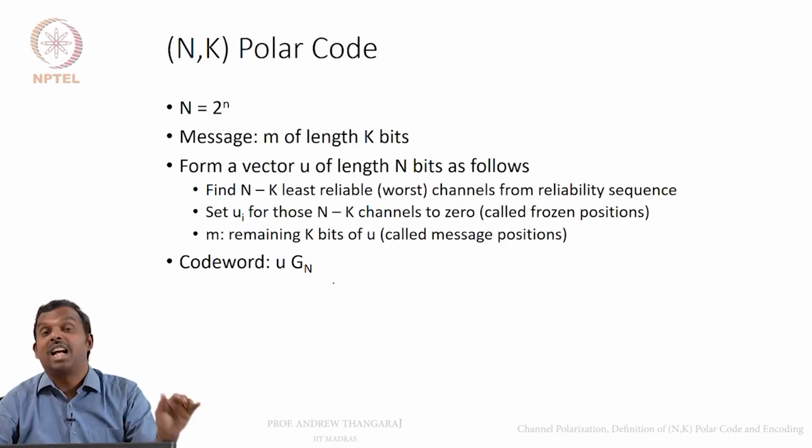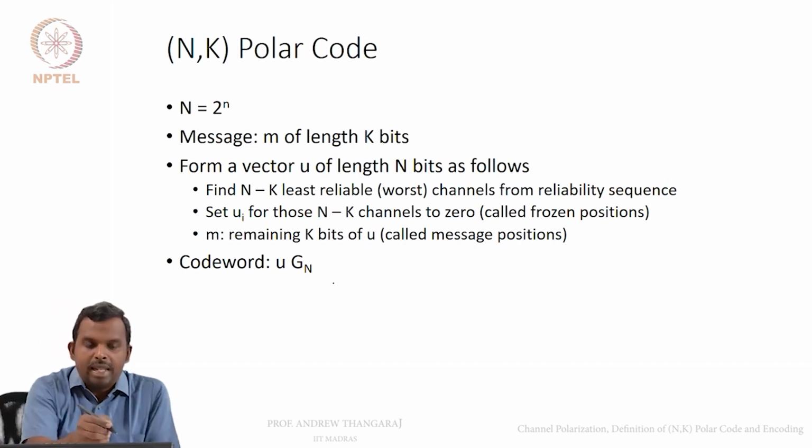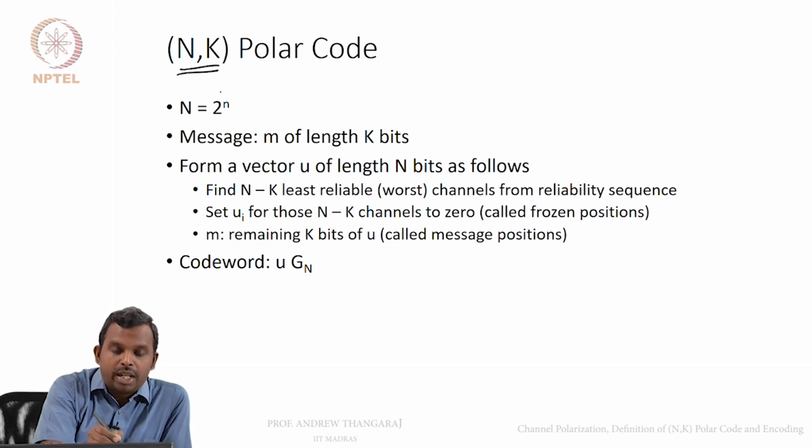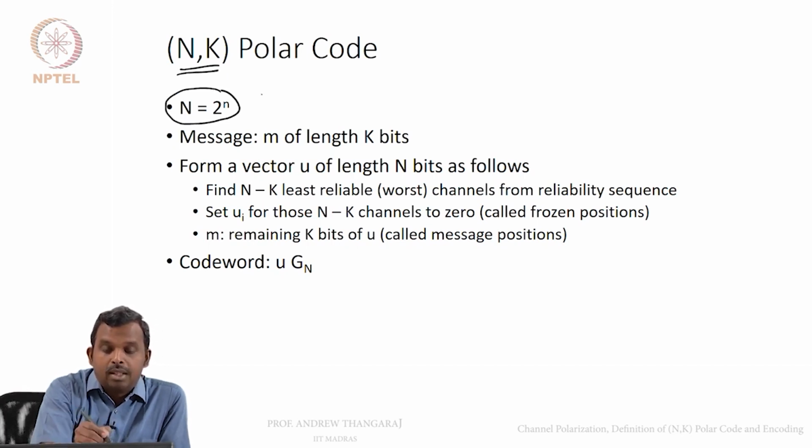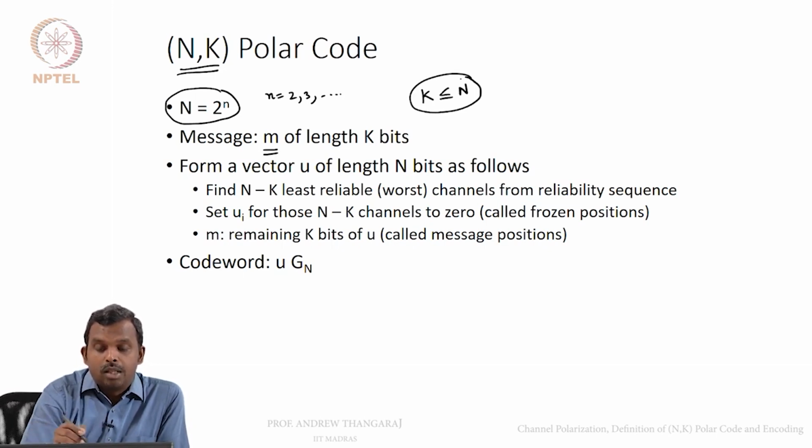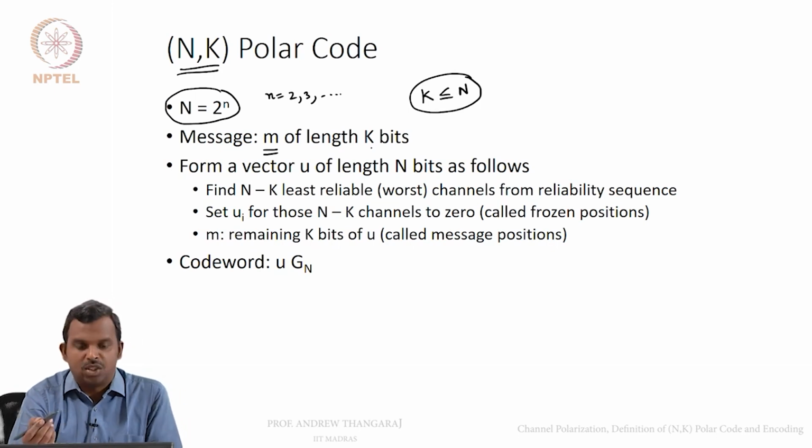Okay. So, having done all this work, having studied the polarization, having studied these bit channels, having understood the definition of this reliability sequence, we are ready to define the polar code. Okay. So, an (n,k) polar code is defined for n equals 2 power small n. The small n could be, usually you want to start at 2 or 3, and so on. The message m is of length k bits, and this k is going to be less than or equal to n.